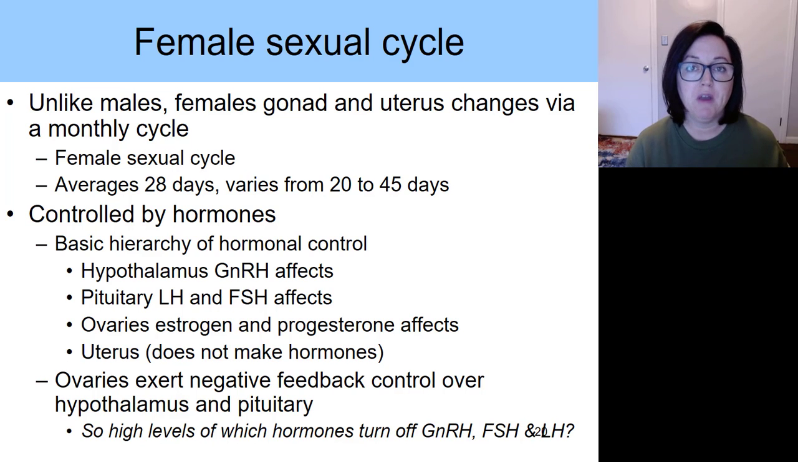It starts off with the hypothalamus, which releases gonadotropin-releasing hormone. Gonadotropin-releasing hormone travels right to the pituitary, not very far away, where it can cause the release of luteinizing hormone and follicle-stimulating hormone. LH and FSH, as they're better known, will then travel to the ovaries, and they will lead to the production of the hormones estrogen and progesterone by the ovaries. Estrogen and progesterone will then travel to the uterus and cause changes to occur in the uterus, basically preparing the uterus for pregnancy. The ovaries exert negative feedback control over the hypothalamus and pituitary.